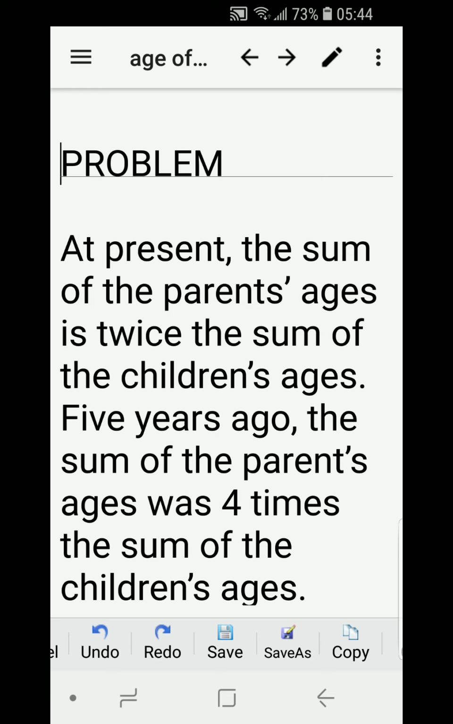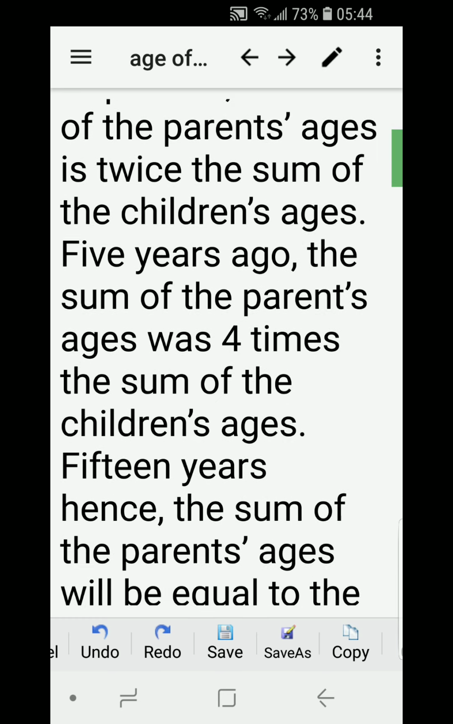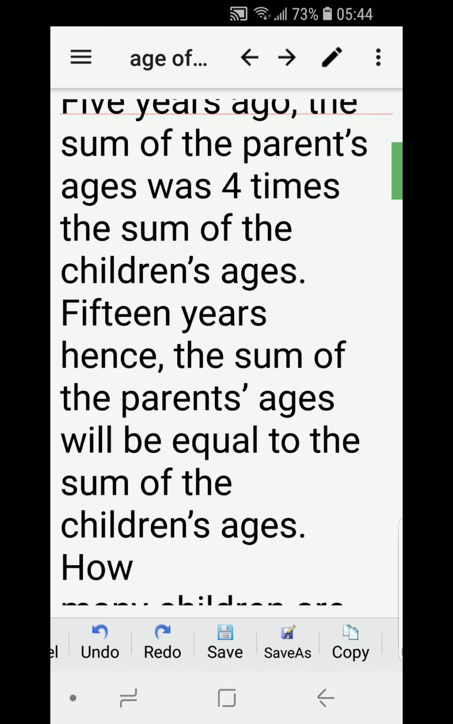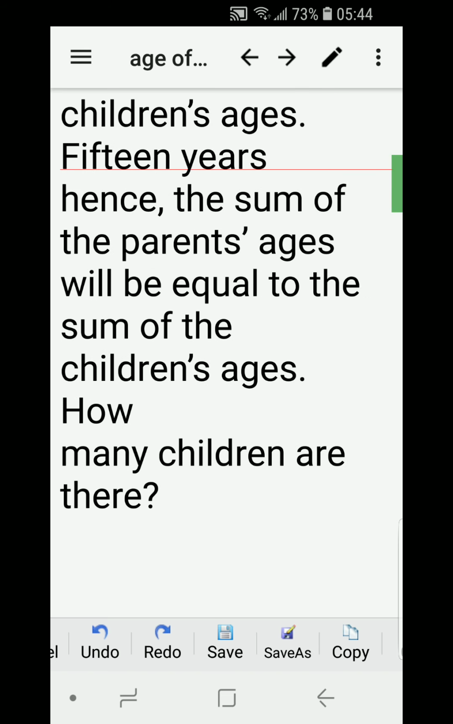At present, the sum of the parents' ages is twice the sum of children's ages. 5 years ago, the sum of the parents' ages was 4 times the sum of the children's ages. 15 years from now, the sum of the parents' ages will be equal to the sum of the children's ages. How many children are there?